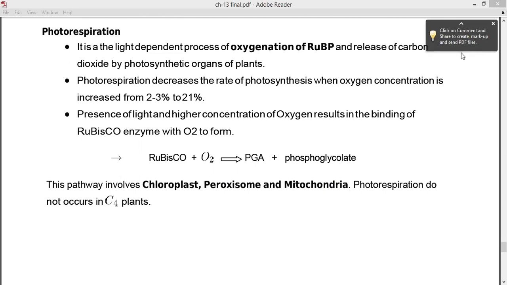Today we are going to see 11th science biology, and we will be resuming chapter 13, that is photosynthesis in higher plants. We have already covered almost all the topics, and today we are going to see the last topic of this chapter, and that is photorespiration.